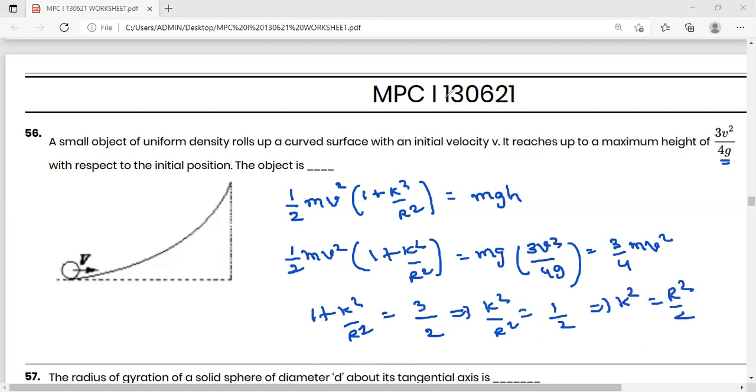Then what is the general formula for moment of inertia? Moment of inertia I equal to m k square. So m into r square by 2. So here we just got the answer for moment of inertia, that is m r square by 2. If it is m r square by 2, what type of body will it be? It will be a disk only, or you can also take a solid cylinder. The answer is disk or solid cylinder.